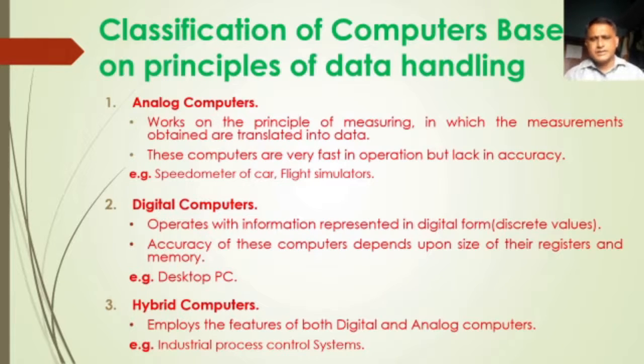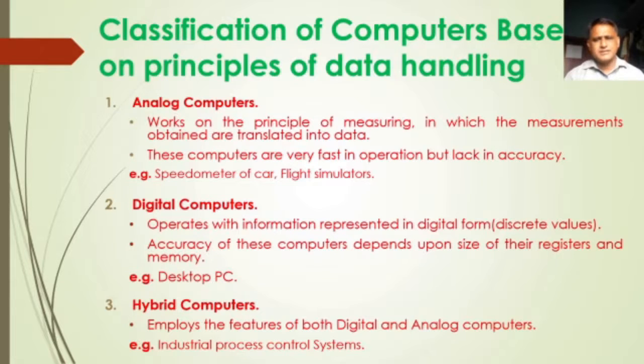Then we have the digital computers. Digital computers operate with information represented in digital form, that is, discrete values. They take discrete values from the input devices and work on them. That is how digital computers work. They work on data in the form of discrete values, that means real numbers. The accuracy of these computers depends on the size of their registers and memory.